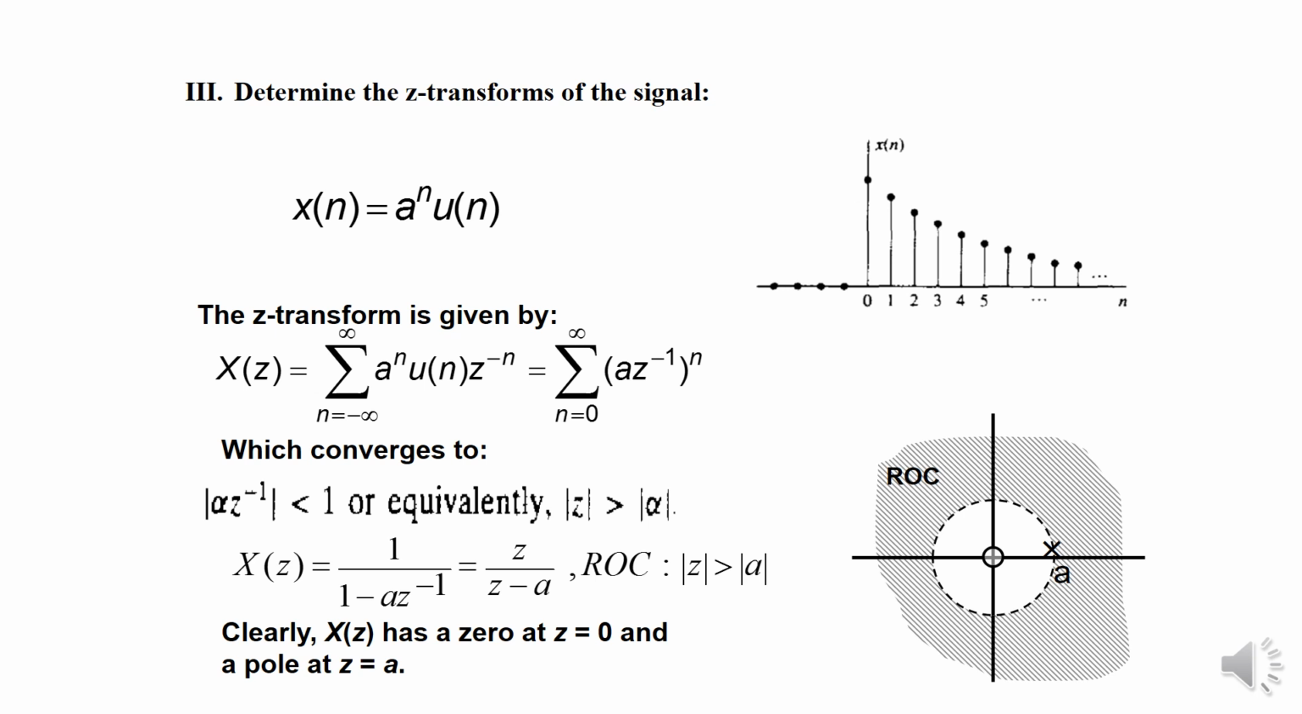So can you see that when z is equal to 0, I have marked a zero. Zero means the value where X(z) becomes 0, right? Then when z is equal to a, I have marked the pole. Pole means where X(z) becomes infinite, right? So just refer to that.